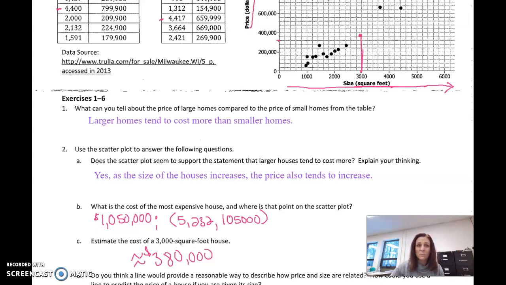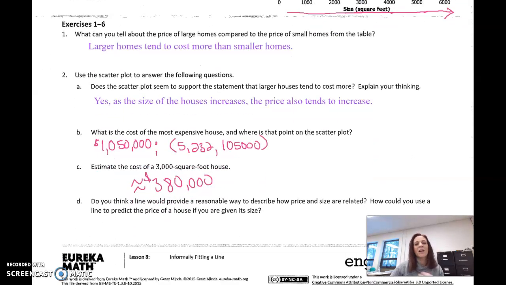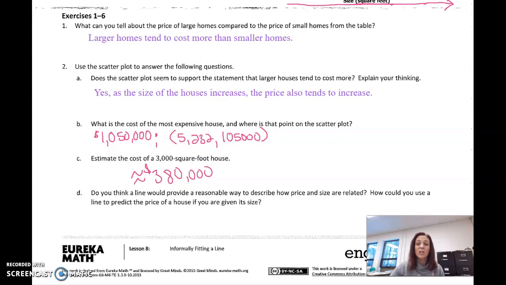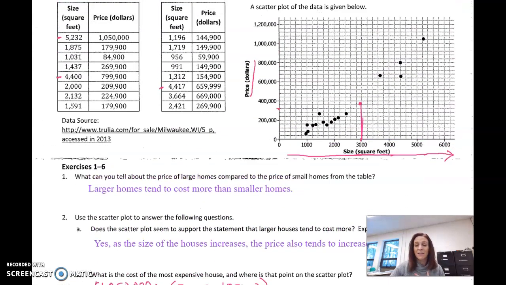So, do you think a line would provide a reasonable way? Looking at this data, do you think there's a relationship? Remember doing this in the last lesson. And if there is a relationship, do we think it's linear? Like, could I put a straight line here? And then is it positive or negative?